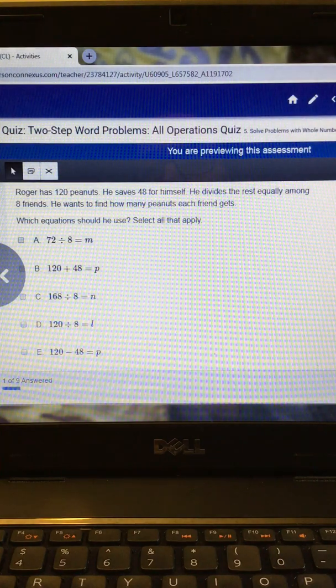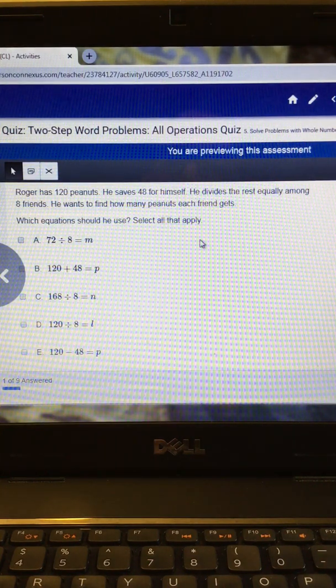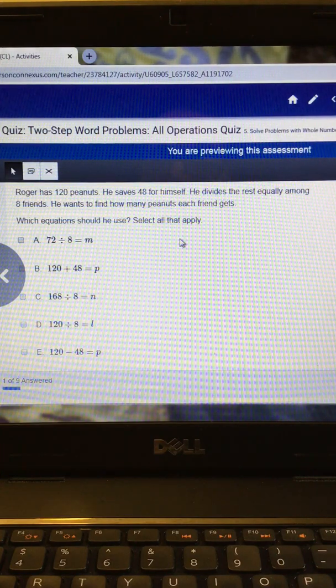Roger has 120 peanuts. He saves 48 for himself. He divides the rest equally among 8 friends. He wants to find how many peanuts each friend gets. Which equation should he use? Select all that apply. So this is a 2-step, so you're going to need to choose 2 equations.